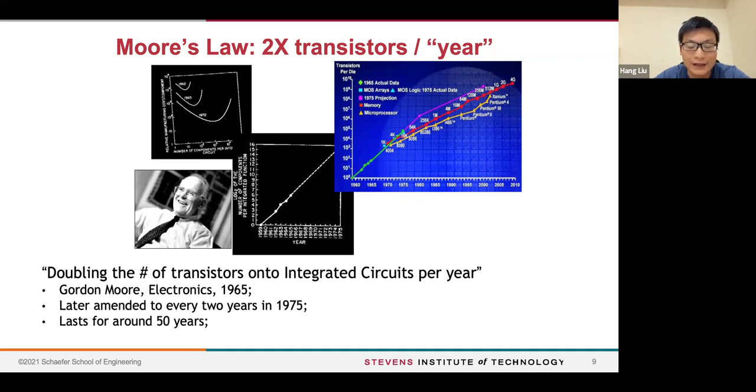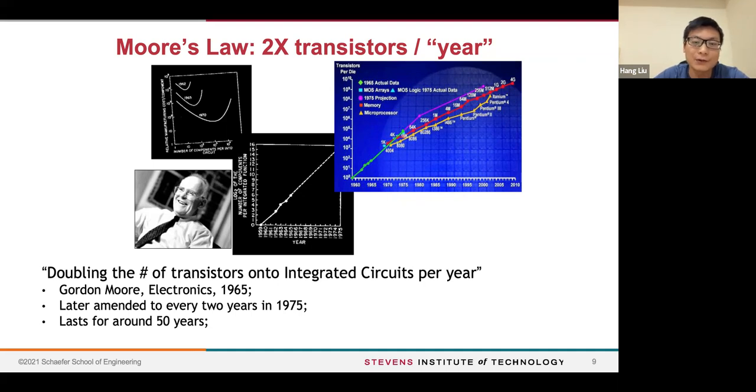So later, in 1975, Gordon figured out that maybe we have to double every 2 years. This actually lasts for 50 years, which is a very long period of time. And this is very powerful. Why? Because think about it.